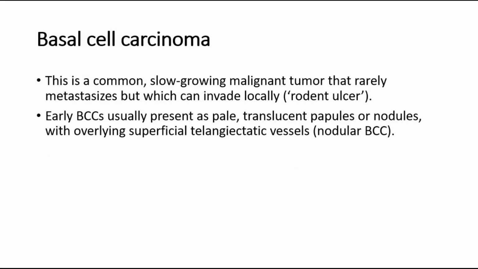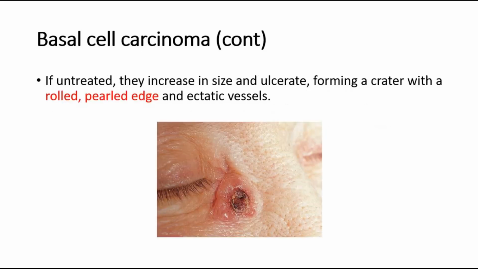First we look at basal cell carcinoma. This is a common, slow-growing malignant tumor that rarely metastasizes, but which can invade locally. Early BCC usually present as pale, translucent papules or nodules, with overlying superficial telangiectatic vessels. If untreated, they increase in size and ulcerate, forming a crater with a rolled pearled edge, and ectatic vessels. This is a picture showing a basal cell carcinoma.